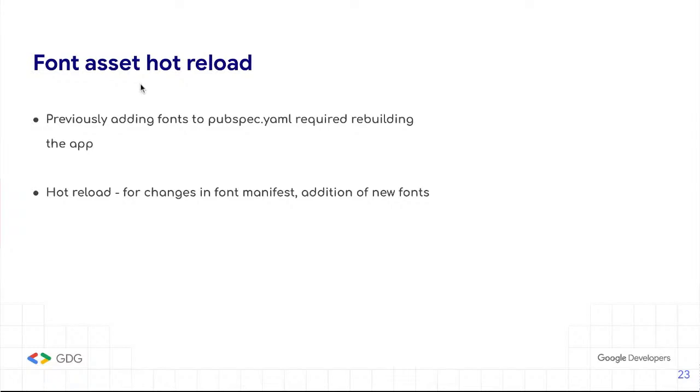The next one is the font asset hot reload. So previously, when you add images to the pubspec.yaml, you can hot reload and it works well. But if you add fonts to the pubspec.yaml, then that required rebuilding of the app. So now you can make changes in the font manifest, or you can even add additional fonts, and you don't have to rebuild the app. You can just hot reload the app and then it works fine. So the need to rebuild the app is gone now. You can just hot reload and it all works well.